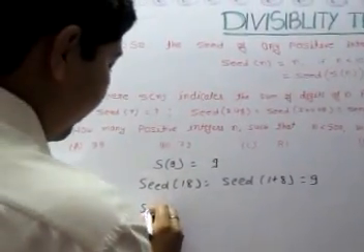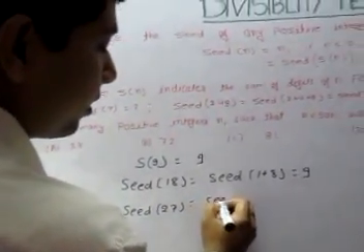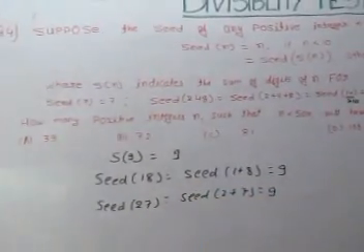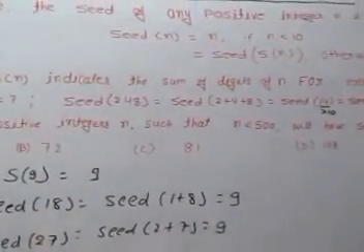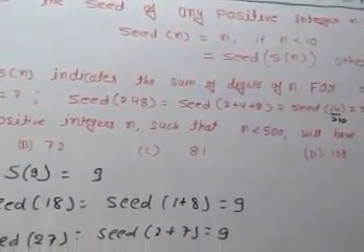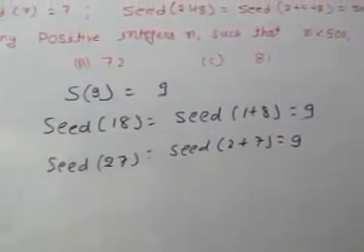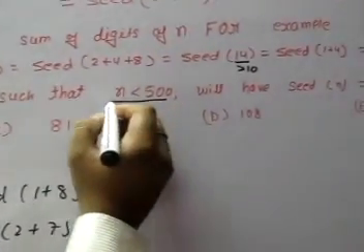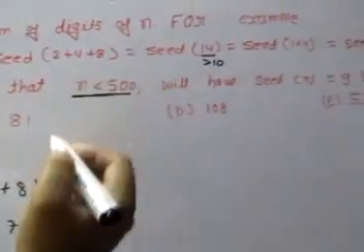Next example such that seed is 9 is 27. Seed 27 is equal to seed of 2 plus 7, which is equal to 9. So basically the sum of the digits is equal to 9. We all know the divisibility test of 9: if the sum of digits is equal to 9, then the number must be divisible by 9. So in other words, the question asks us, for n less than 500, how many integers less than 500 are divisible by 9.